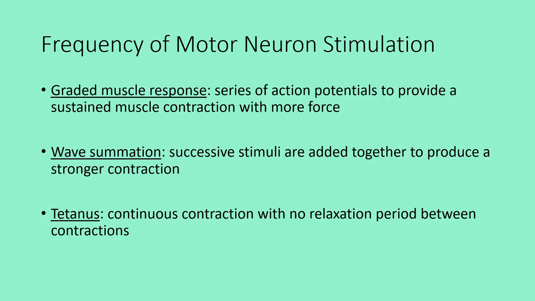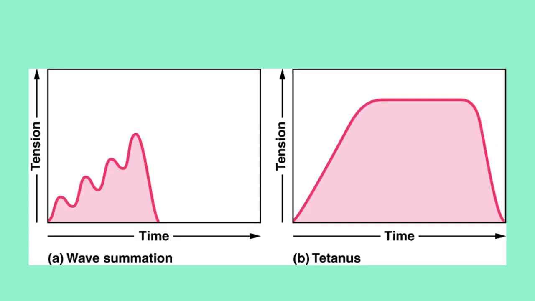A graded muscle response means that you have a series of action potentials providing for the sustained contraction of the muscle. You get more force that way. Wave summation: successive stimuli are added, and so each time it gets a little bit stronger, and a little bit stronger, and a little bit stronger for the contraction. And then tetanus refers to where you have a continuous contraction. There's no relaxation period at all between them.